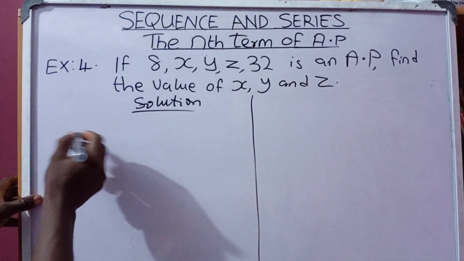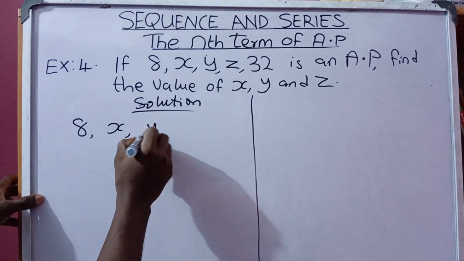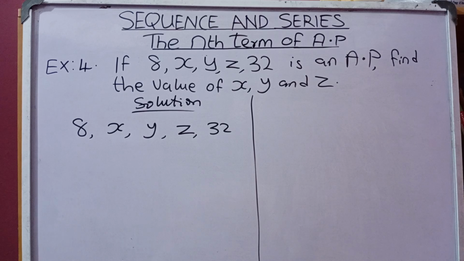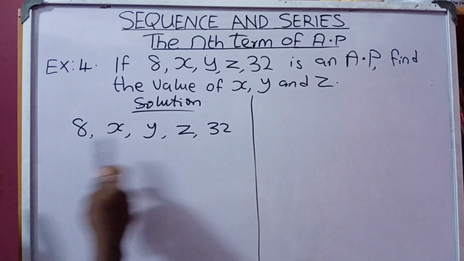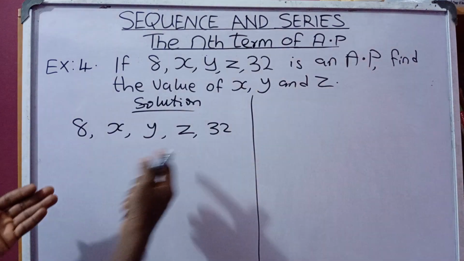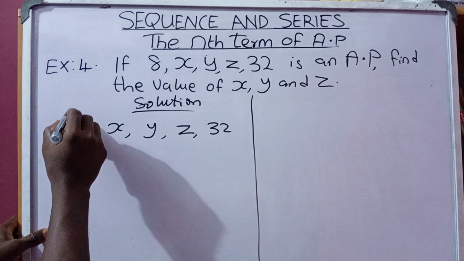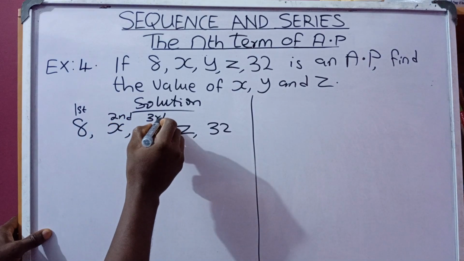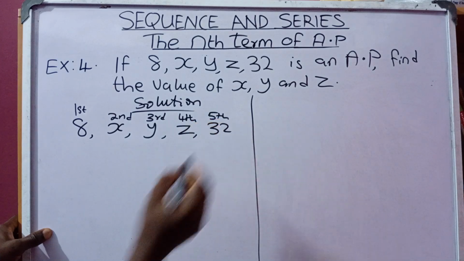Let's bring out the sequence 8, x, y, z, 32. So we are going to be using the known to find the unknown. We have to identify the ones that we know here and use them to determine the ones we do not know. Recall that the first number in any sequence is known as the first term. This is the second term. This is the third term. This is the fourth term. This is the fifth term.